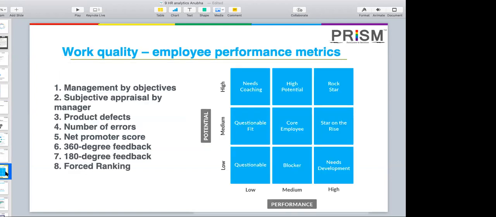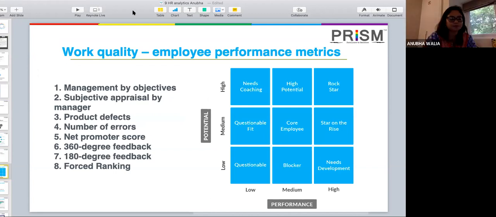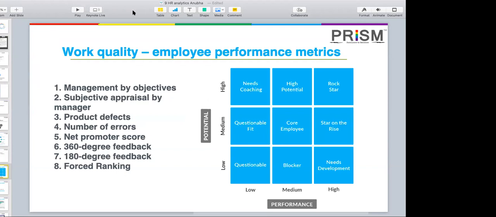Okay. So the work quality employee performance metrics are of 8 types: MBO, subjective appraisal by managers, product defects, number of errors, net promoter score, 360-degree feedback, then 180-degree feedback, and then forced rating. Okay. So what is MBO?